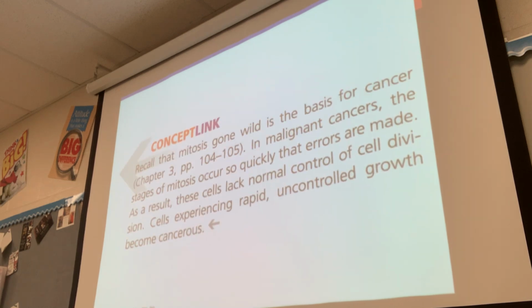All right, so we already talked about this. It's mitosis gone wild. The cells just divide and divide and divide, and they don't stop dividing, and they're supposed to stop dividing. One bad cell is going to make another bad cell, and then those two bad cells are going to make 4 bad cells, and then it gets really out of control.